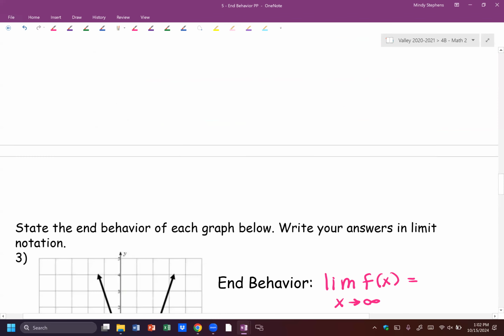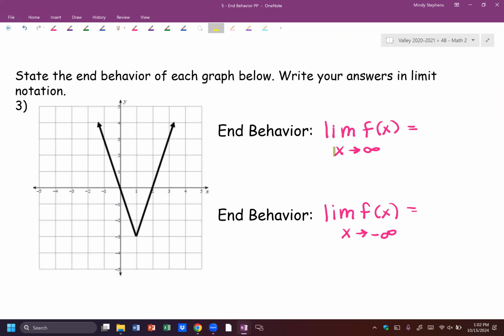Okay, number three. The first part says positive infinity, which is the right side of my graph. The right side is pointing up. So the answer is going to be positive infinity. Then the other one, I have x approaches negative infinity, which is the left side of my graph. The graph is pointing up. So it's going to positive infinity.